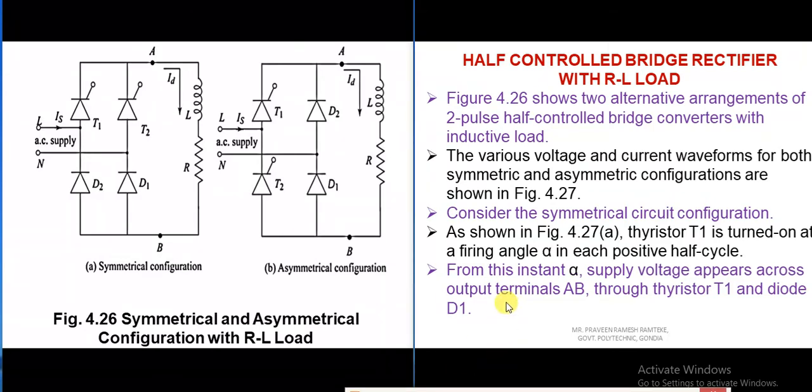So from the instant alpha, supply voltage appears across the output terminal AB through the thyristor T1 and diode D1. Means what? During the positive half cycle, SCR T1 is forward biased, diode D2 is reverse biased. At the same time, the SCR T2 is also reverse biased. So the current will flow from this L to thyristor T1. It will go to inductor L and R, come back to D1 and then back to the neutral.